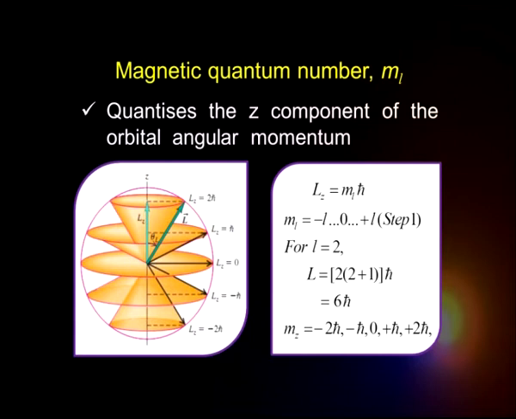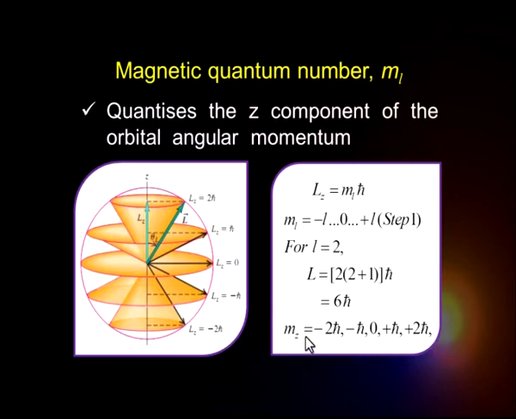It can take up only certain orientations, such that if I take a projection from here to here, this will be 2 ħ. If I take this one, this will be 1 ħ. This will give me projections of 0, -1, -2. That means the angular momentum vector can take up only those orientations which give a projection of a quantized value. That means m can have a value of 2, 1, 0, -1, -2 for L equal to 2. So, there are 5 different values of m for a given value of L.